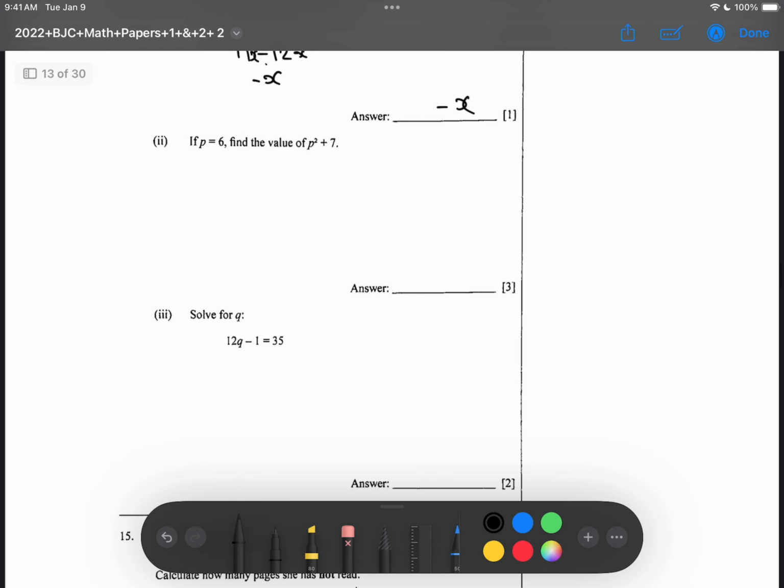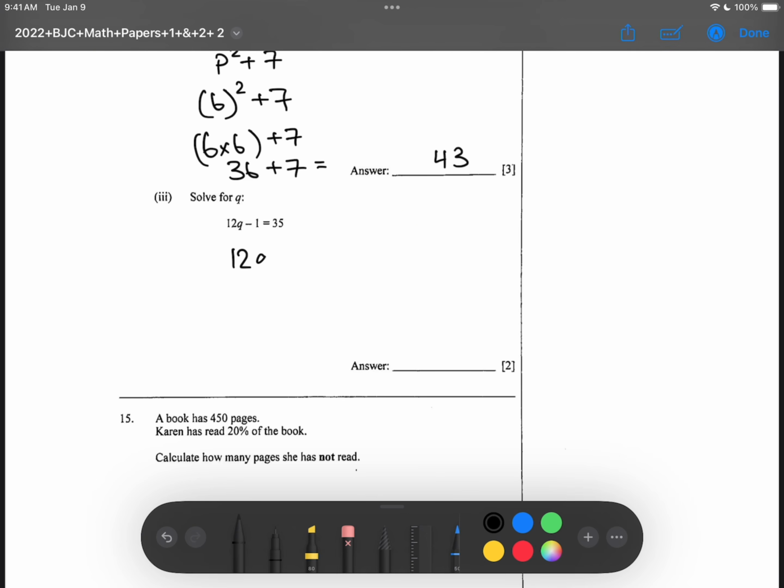If p is equal to 6, find the value of p squared plus 7. So p squared plus 7, and we're substituting 6 in for p. 6 squared is 6 times 6, which gives us 36. 36 plus 7 is equal to 43.